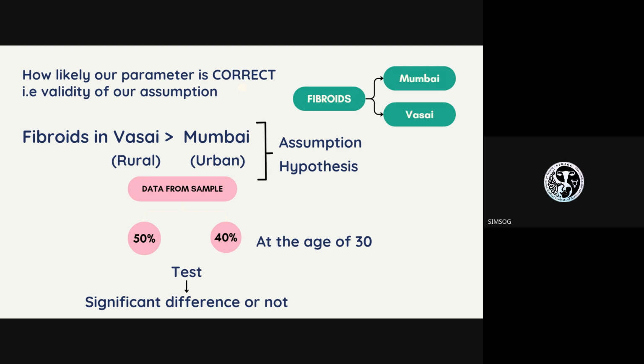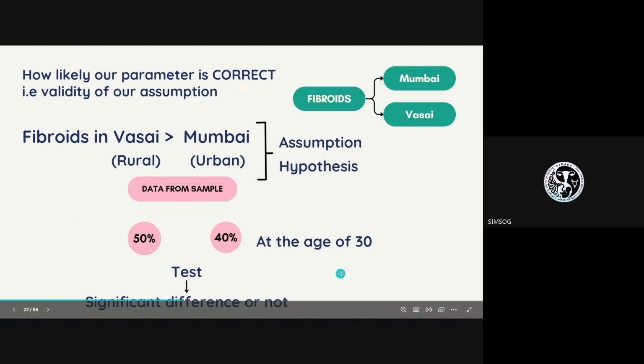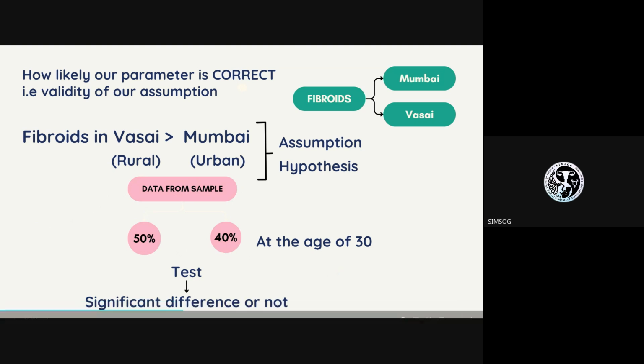Then I will conduct the study, and the data from my study sample is this is 50% and this is 40% at the age of 30, let's say. But tomorrow, I cannot just randomly say this is 50%, this is 40%. This has no meaning, whether it's significantly different or not.